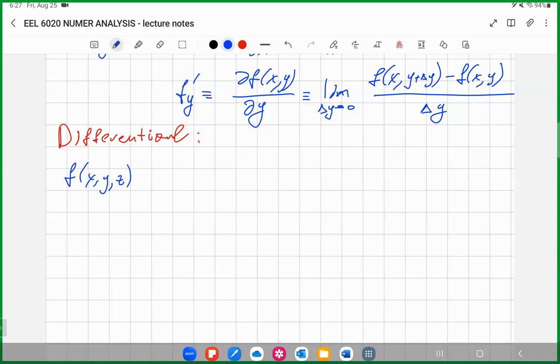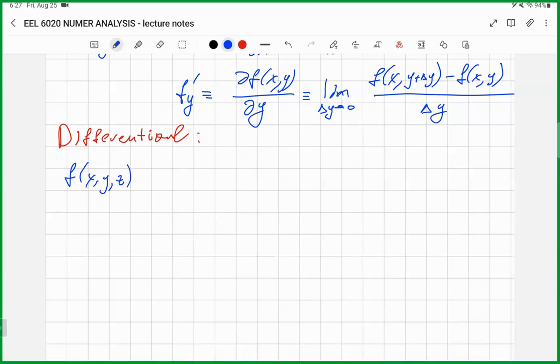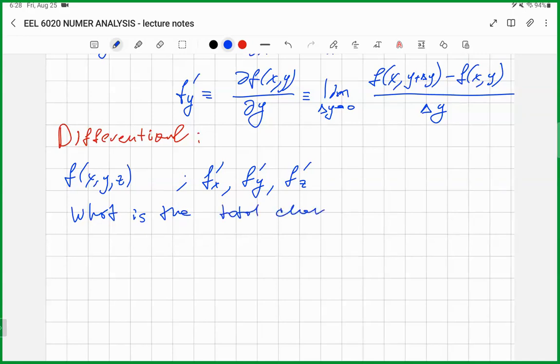So in this case, when I change the arguments, I can calculate the derivative by x, the derivative by y, and the derivative by z. So what is the total change? The total change in an arbitrary direction. Let's highlight this word arbitrary: arbitrary direction.